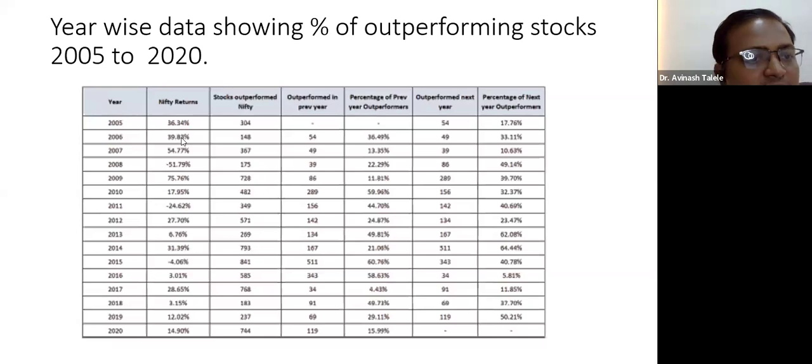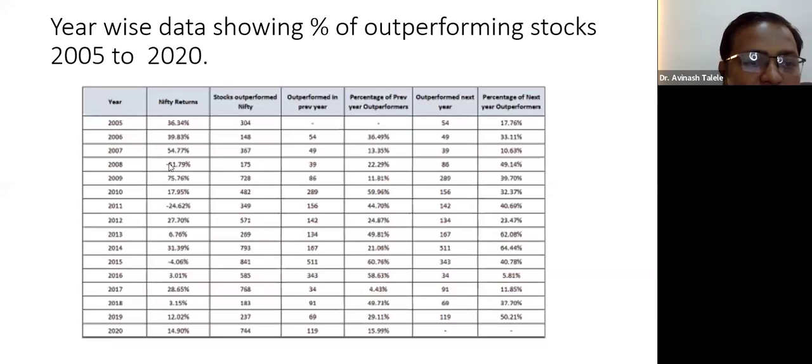Next year again, Nifty was trending in 2006, 39%. The number of stocks that outperformed Nifty was 145. Out of these 145, 54, as we see here, continued their momentum this year also. So who joined new? 36% of them were newcomers who had shown momentum. Similarly, carrying this on, every time there are stocks which are outperforming and there are new entrants joining. So every time the new entrants joining are in the range of 36, 13, 20.